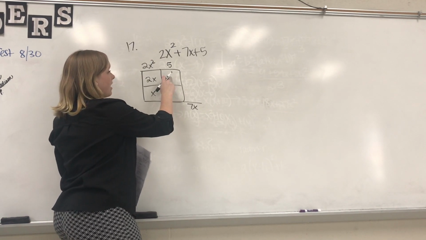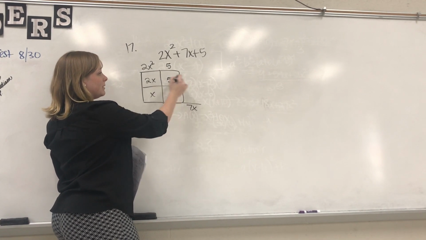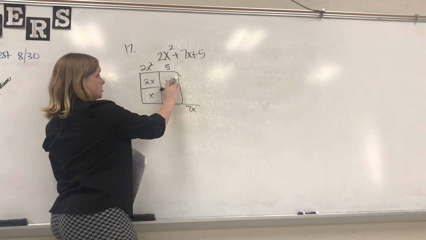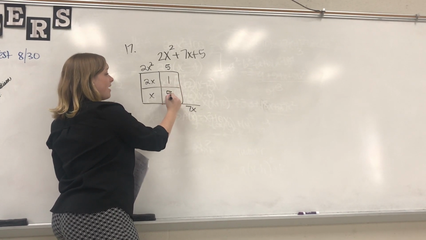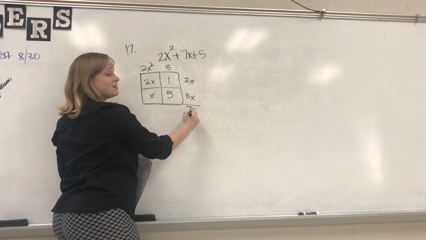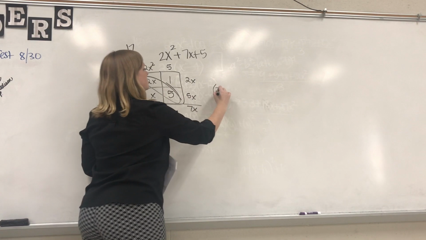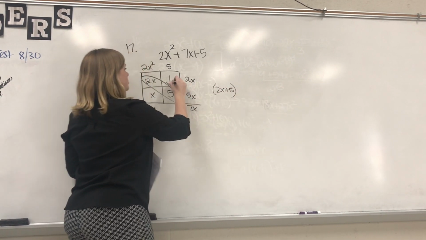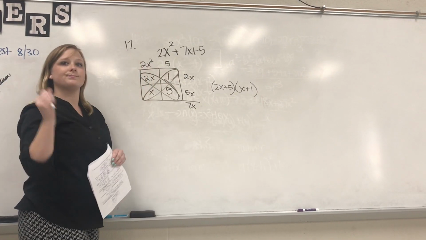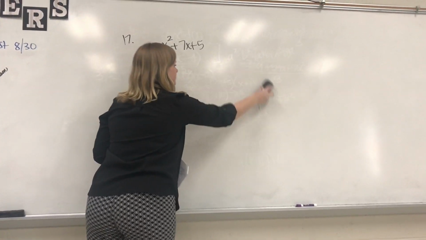And my factors of 5 are going to be here, which I could do 5 and 1, but that's going to give me 10 and 1, which do not make 7. So I'm going to switch that to 1 and 5. This gives me 2x. This gives me 5x, which gives me 7x. That's what I wanted. Circle this and get 2x plus 5. Circle this and get x plus 1. And it's factored.